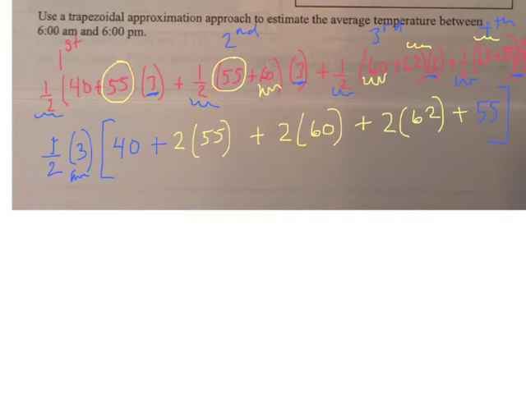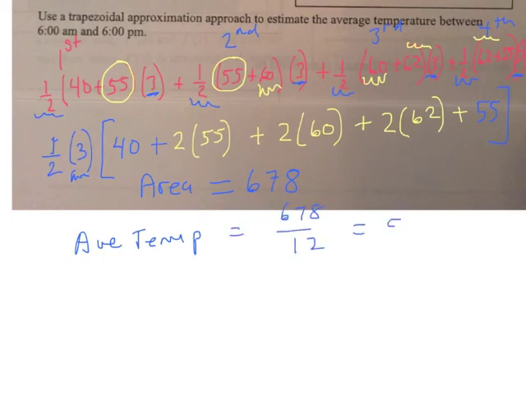So if you put these values in, add them up, calculate them, I believe that you get 678. But that is not the average temperature that we have. That's the area of all the trapezoids. In order to find the average temperature, you're just going to need to take 678 and divide it by 12. I think you get 56.5 degrees.